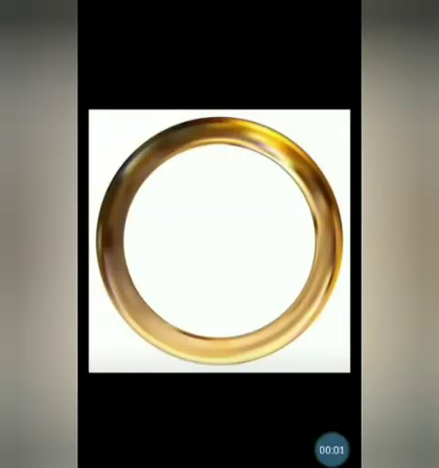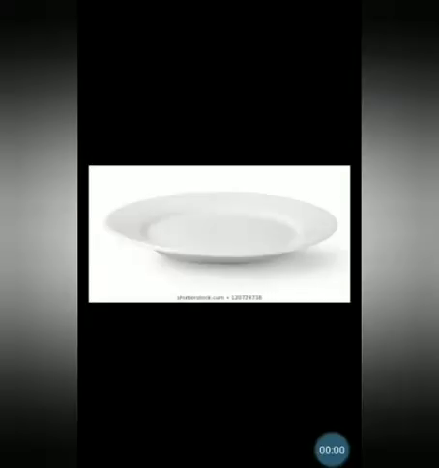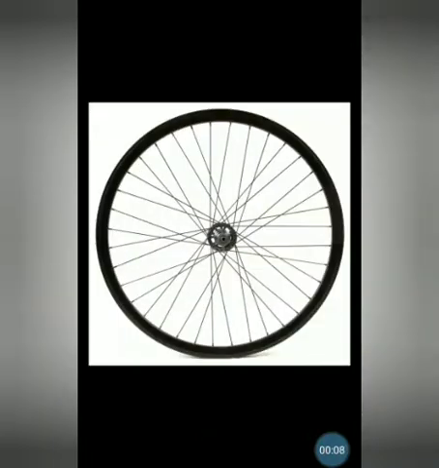Now children, this is a picture of a bangle. This bangle is also circular in shape. Now the next picture is of a plate. This plate is also circular in shape. Now look at this picture. This is a picture of a bicycle wheel. This bicycle wheel is also circular in shape.